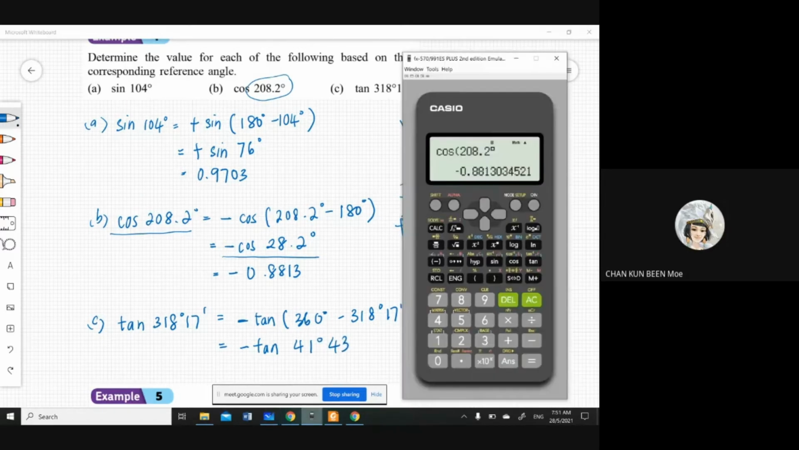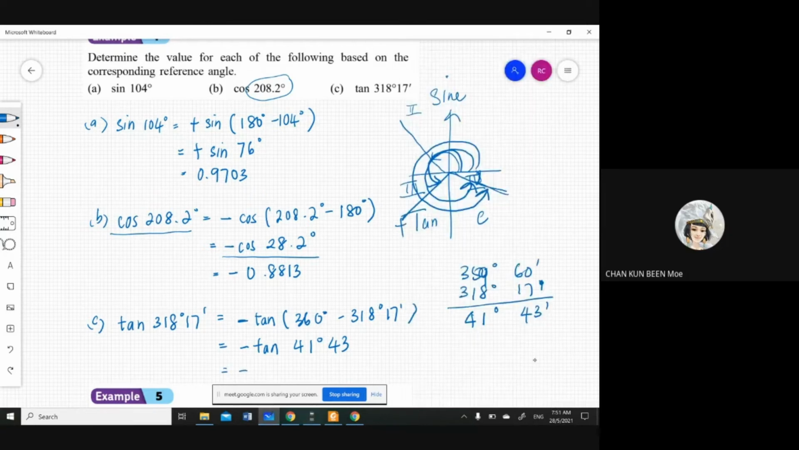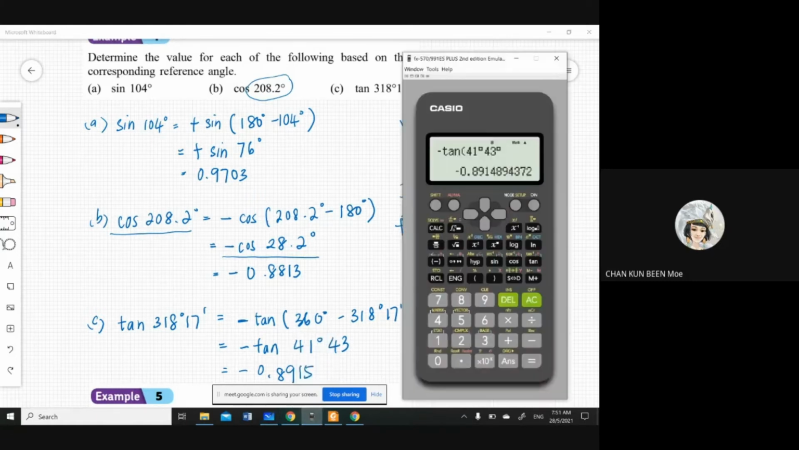After that you check. Negative tan 41 degree, 43 minutes. So you can press negative tan 41 degree, 43 minutes. You get negative 0.8915. So you also can check with the other one, which is tan 318 degrees, 17 minutes. So you press tan 318 degrees, 17 minutes.